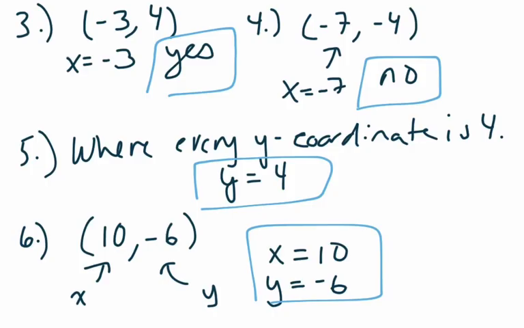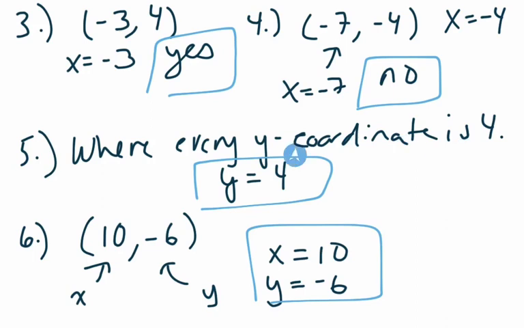For number 3, is the point -3, 4 on the line x equals -3? Well, if you look at your x coordinate here, the x coordinate is -3, which means that yes, it would be on the line. For number 4, is the point -7, -4 on the line x equals -7, or x equals -4? That's the one that we're looking for. And here the x is equal to -7, and so no, they don't match.